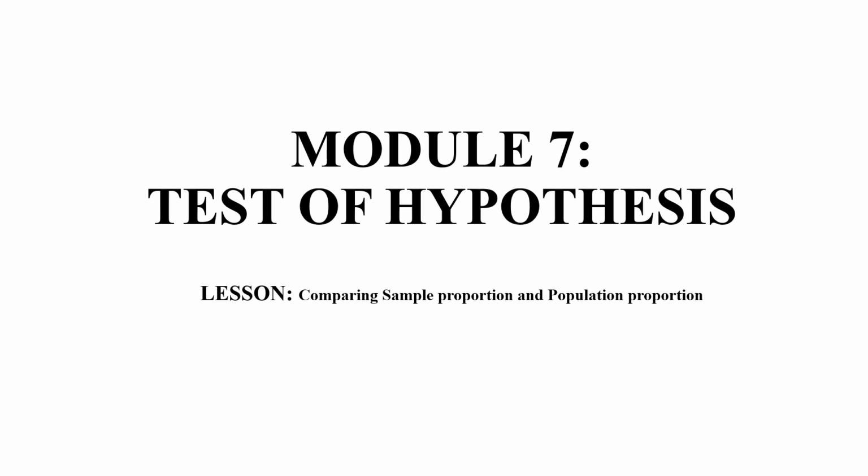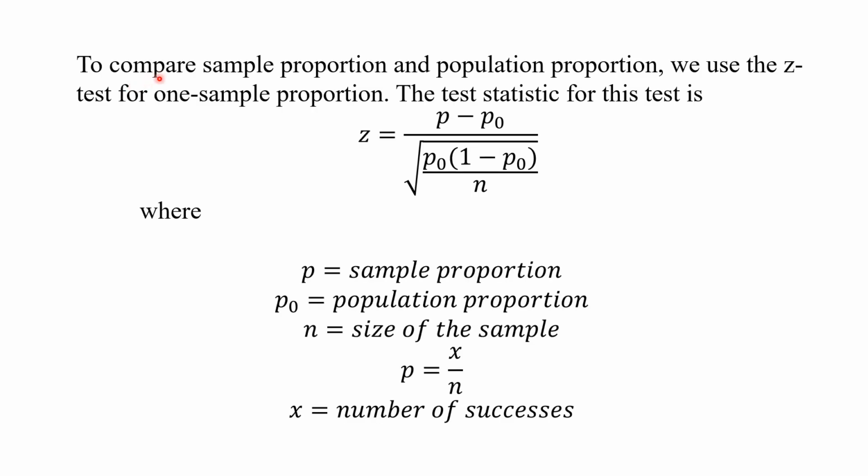So, hindi na nagmamatter dito kung small ba yung ating sample size or large yung ating sample size. To compare the sample proportion and population proportion, we use the z-test. Okay, so z-test lang yung lagi natin gagamitin to compare the sample proportion and population proportion, kahit maliit man or malaki yung ating n or yung sample size.